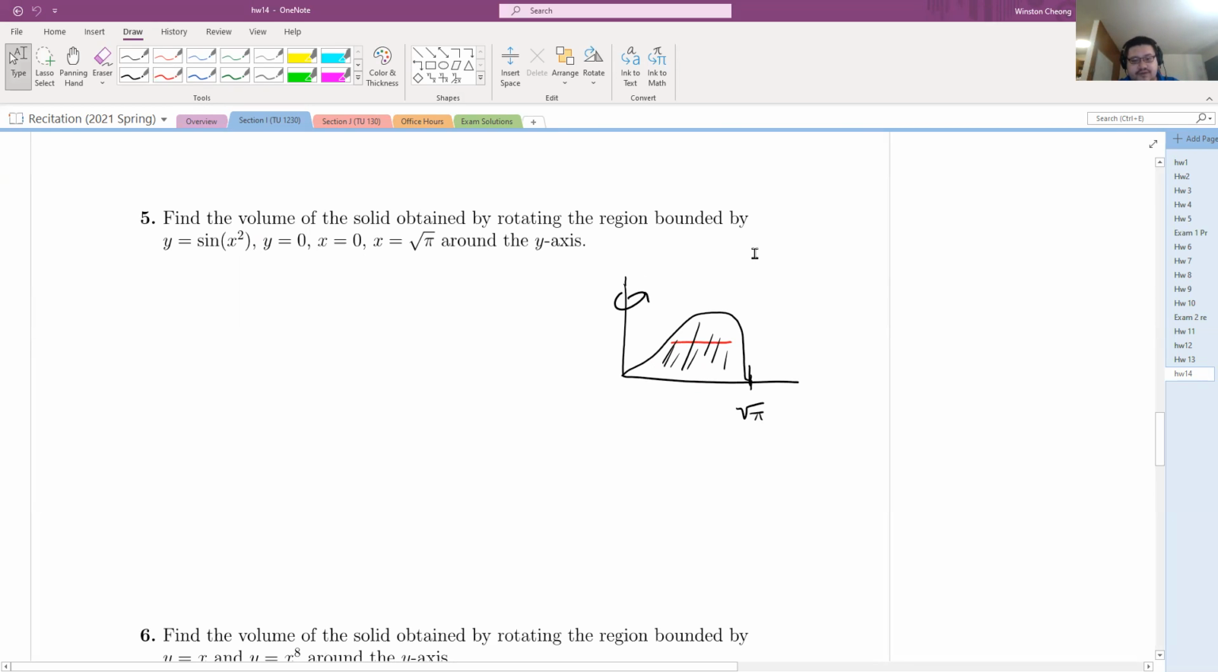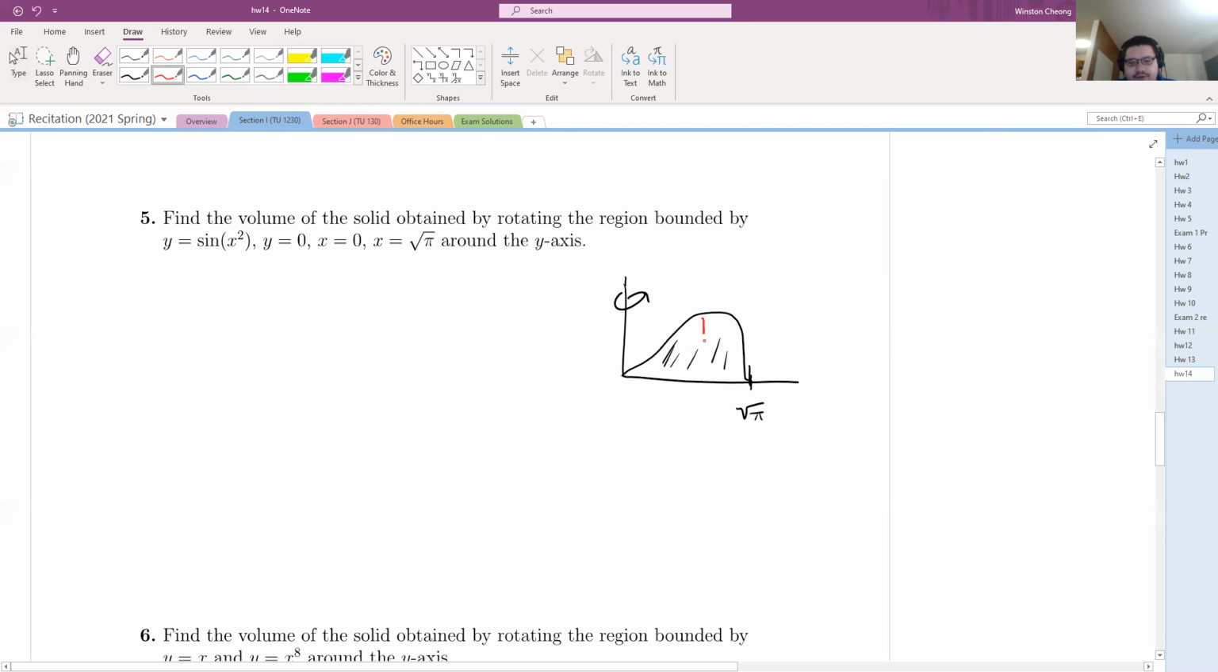So instead, let me undo. Computer's being a bit funny. I should be able to undo. Huh, weird. Okay. All right.